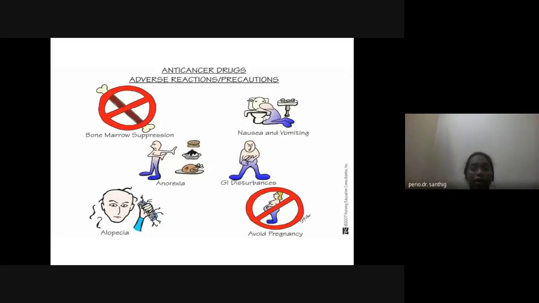In the patients who are taking anti-cancer drugs, they will have adverse reactions for that. So, like bone marrow suppression will be there, nausea and vomiting, anorexia, GIT disturbances, alopecia. These are the adverse reactions with the anti-cancer drugs.